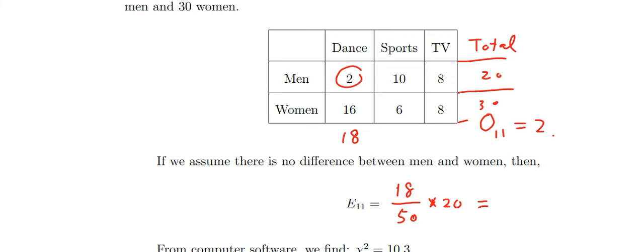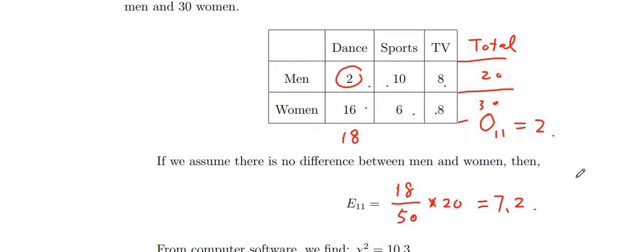Let's just say this equals... okay. So this should be equal to 7.2, right? So this 7.2 is the number expected if we believe men and women are the same. For each cell we can find those expected values. Here we have 6 cells, right? We have 6 of them.